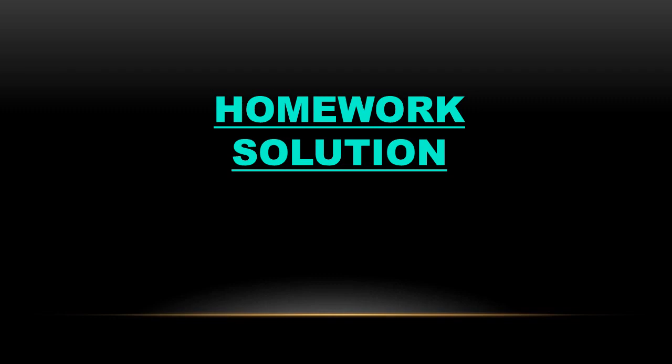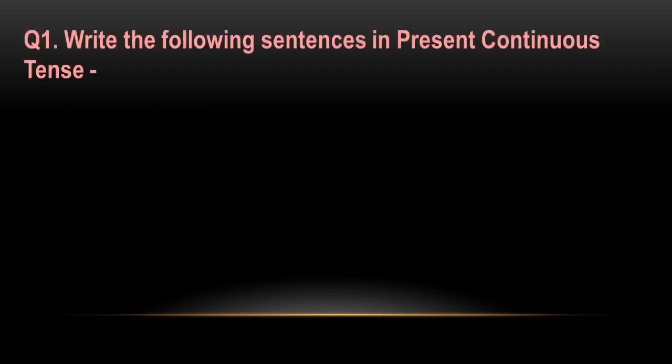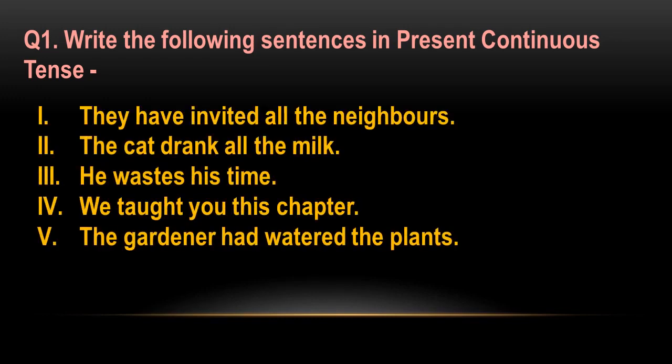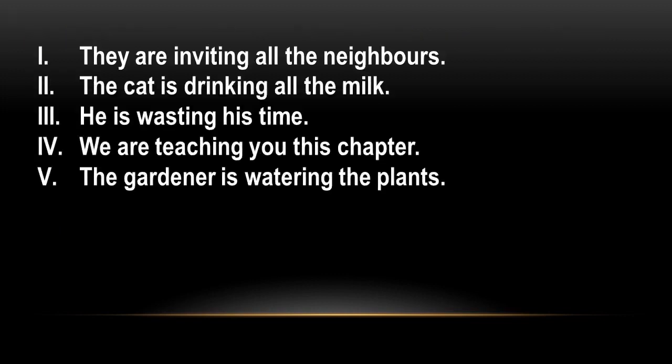Now let's discuss the homework solution of the questions which I gave you related to tense. The first question was that you have to write the following sentences in present continuous tense. There were 5 sentences. Now let's change them into present continuous tense. What is the rule of present continuous? Subject plus is/am/are plus first form of the verb plus ing plus object. So the first sentence answer: they are, with plural are plus first form of the verb plus ing plus object. They are inviting all the neighbors.